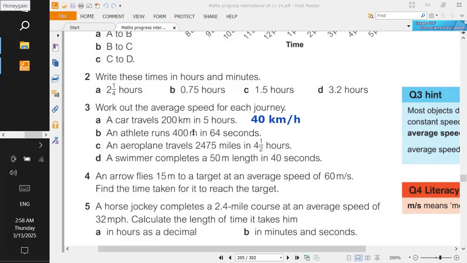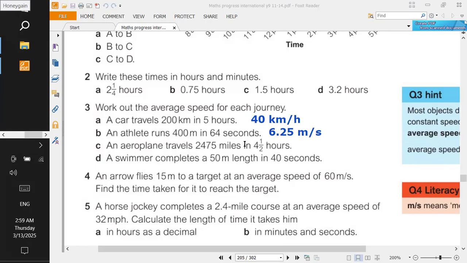Now, the second one, an athlete runs 400 meters in 64 seconds. Same idea. I'm going to divide the distance, which is 400 meters, by the 64 seconds, and the answer is 6.25 meters per second. Meters for every second. Okay. Same idea here.